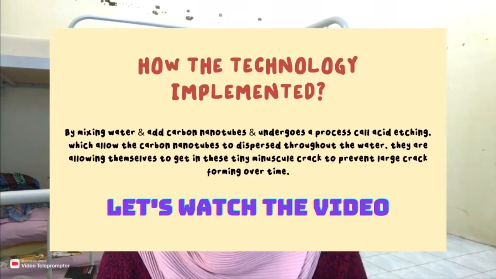But then, how is this nanotechnology implemented in concrete? It happens by a mix of water and carbon nanotubes, and then they undergo a process called acid etching, which allows the carbon nanotubes to disperse throughout the water. They get into these tiny minuscule spaces to prevent large cracks forming over time. To understand better, let's watch this video.